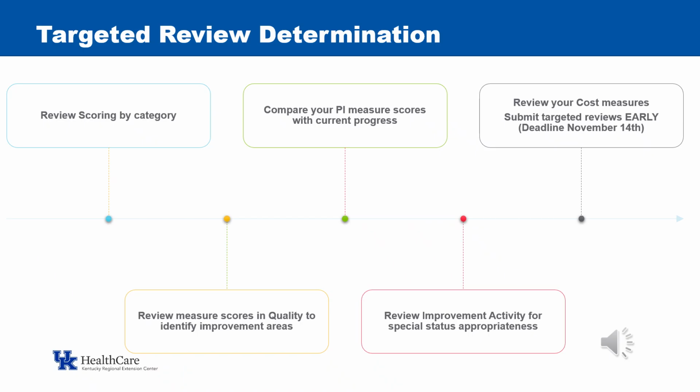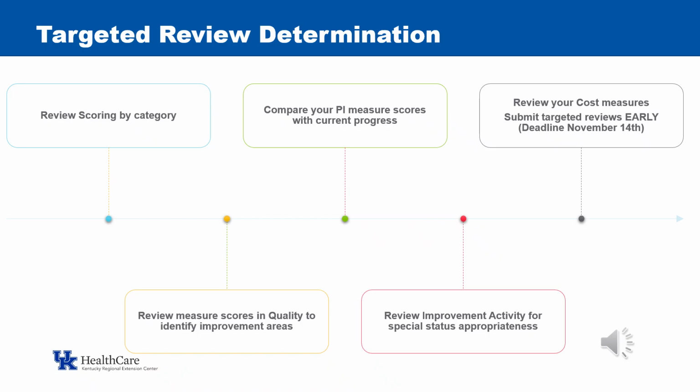The first key action is to review scoring by category. You should look at your MIPS final score and then drill down into each individual category: quality, improvement activities, promoting interoperability, and cost, to check for the specific errors we just discussed. The steps on the diagram highlight key areas where calculation errors often occur.